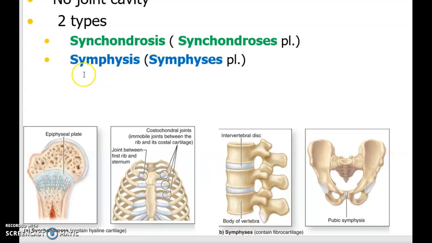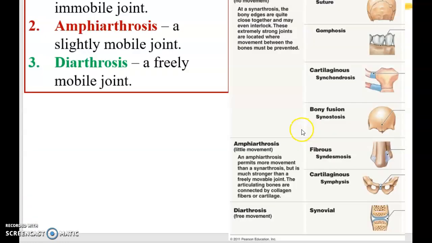That's a joint. Then the symphyses. That is made out of fibrocartilage. You need to know that. That is the intervertebral disc and the pubic symphysis. Then synovial joints are special. They have a joint capsule. We looked at all 8 types.